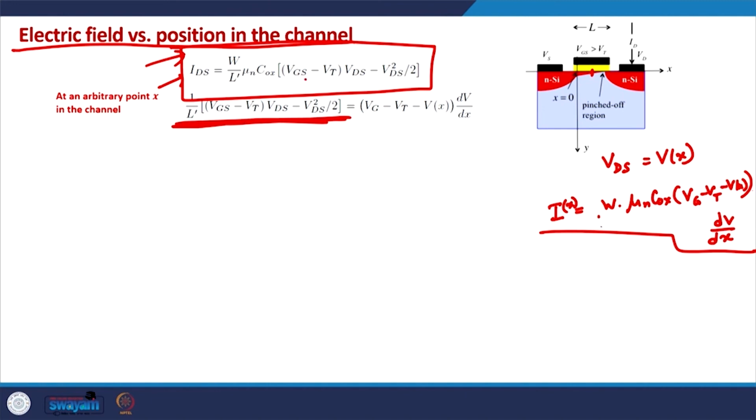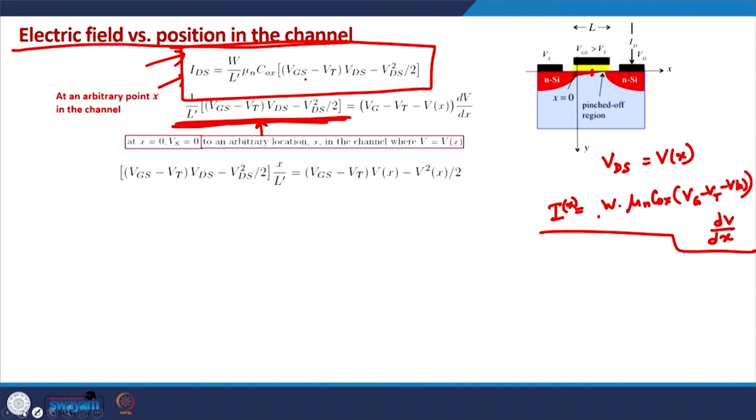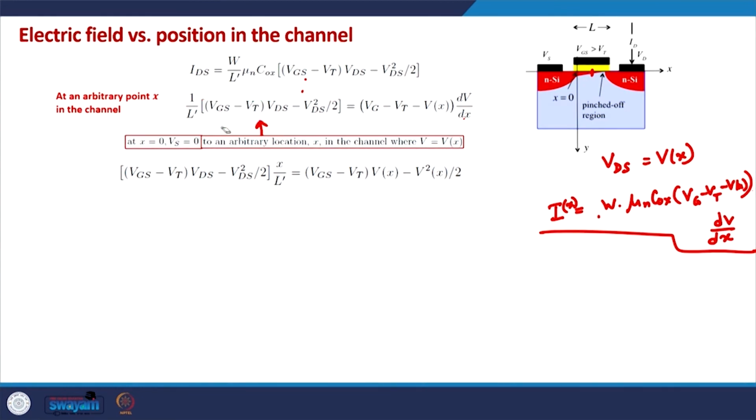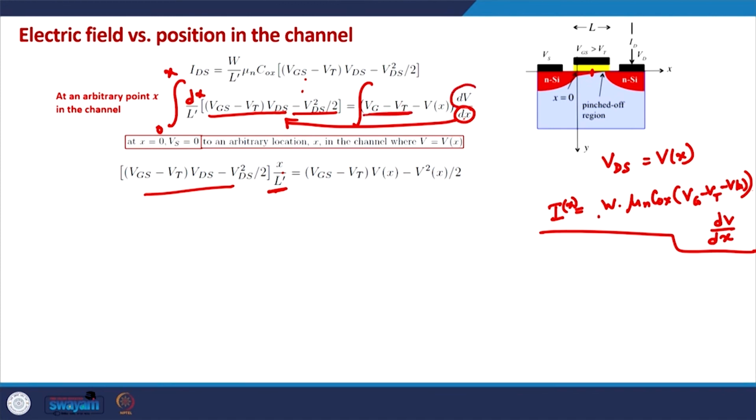So, by equating this expression to this expression, we obtain this, and by having a change of variables on both sides, if we bring dx on the left side, it will be dx by L prime, and if we integrate this now from 0 to x at any point x. So, on the left side what will be there is Vgs minus Vt times Vds minus Vds squared by 2 times x by L prime. On the right side we will have Vgs minus Vt, the integration is with respect to voltage, from 0 to Vx, times Vx minus Vx square by 2.